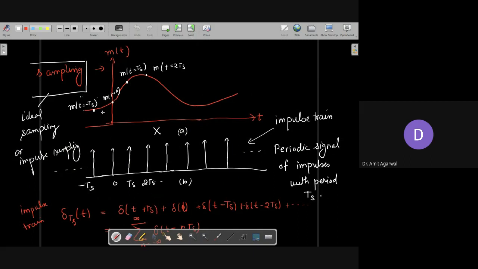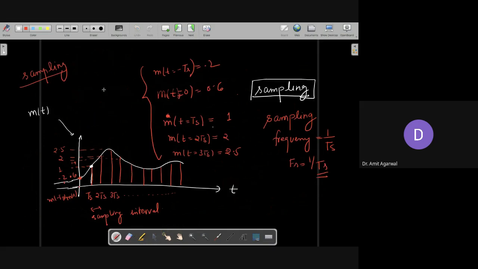So now, how can we see this sampling process? And one more thing, just assume that your message signal m(t) is a continuous time signal with bandwidth B hertz.